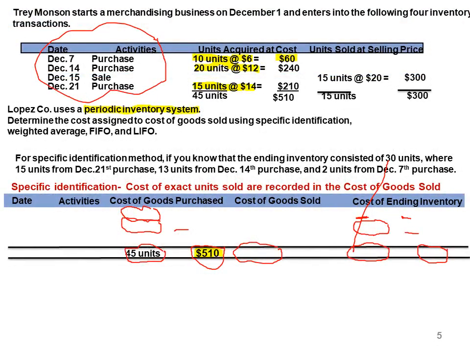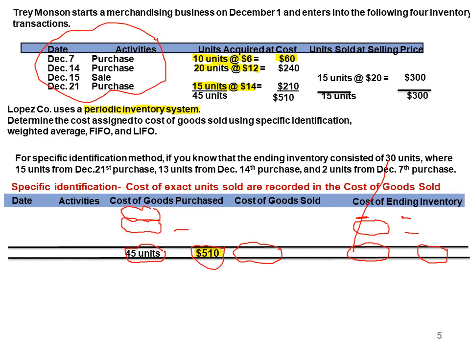In this exercise, we are going to apply the specific identification method under the periodic system. Please remember that under the periodic system, the main aim of the inventory system is to calculate the cost of ending inventory and then to assign cost to the cost of goods sold. What will happen in reality is that the company will come at year end or at the end of the month and take a physical count of the inventory that is left in the storeroom. Based on that, it will determine the cost of ending inventory under any of the four methods that we discussed: specific identification, FIFO, LIFO, and weighted average.